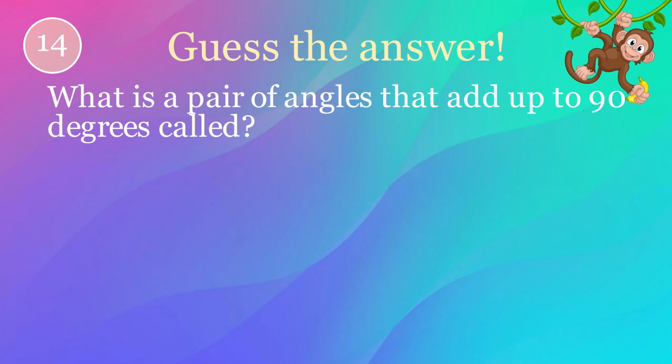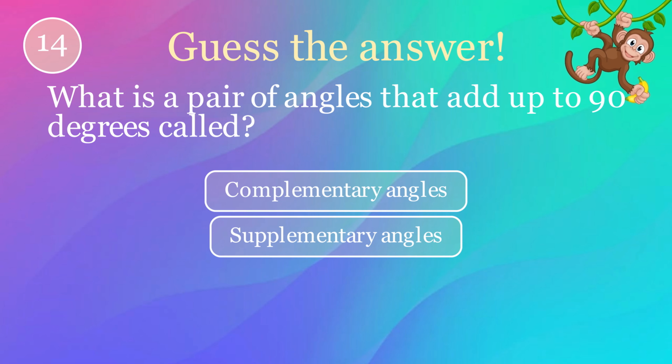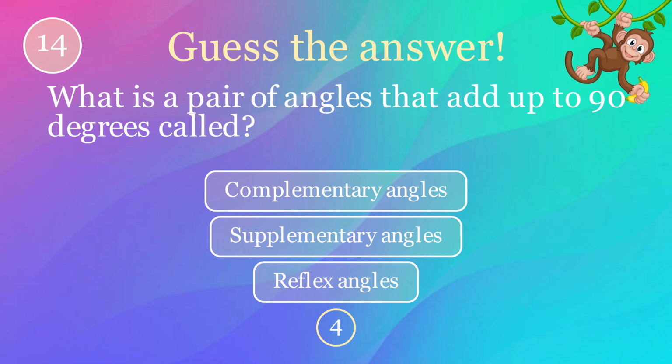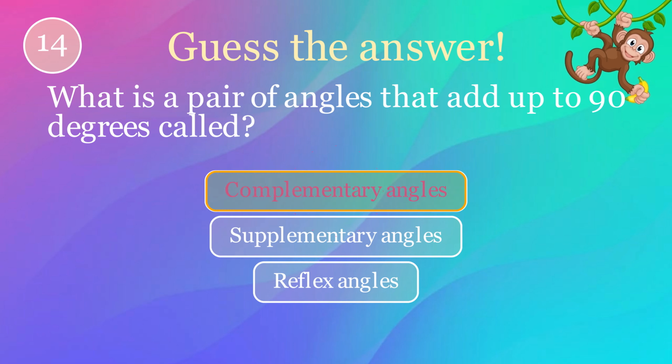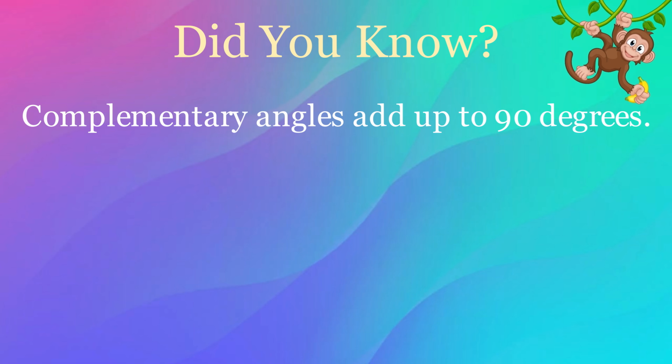What is a pair of angles that add up to 90 degrees called? Complementary angles, supplementary angles, reflex angles. The correct answer is complementary angles. Here's an interesting fact. Complementary angles add up to 90 degrees.